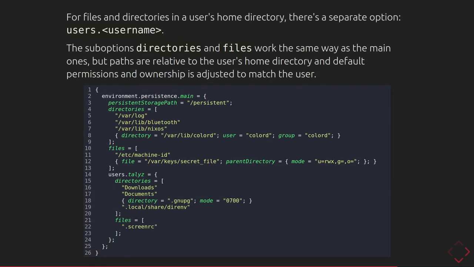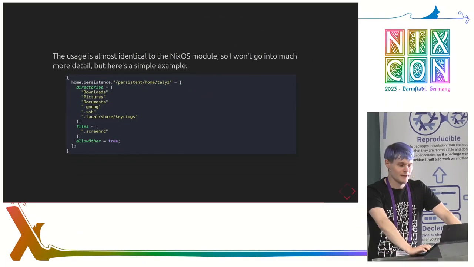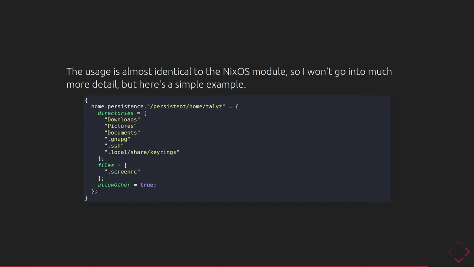For files and directories in a user's home directory, there's a separate option, users.username. And the sub-options, directories and files, work the same way as the main ones, but paths are here relative to the user's home directory, and default permissions and ownership are adjusted to match the user. As an alternative to using the users.username option, we also provide a home manager module. And the usage is basically identical. It's nowadays a little bit less flexible, maybe, than the NixOS version of it. But the goal is that it should be basically the same.